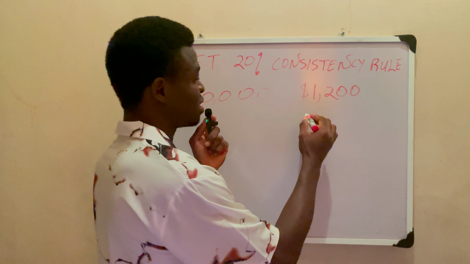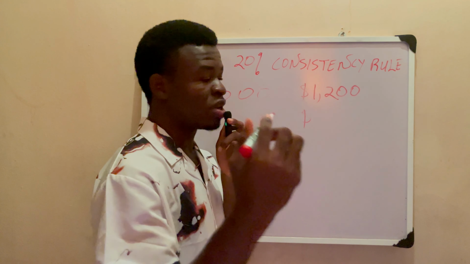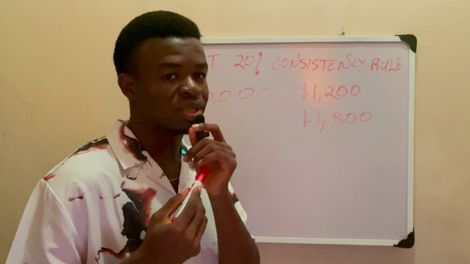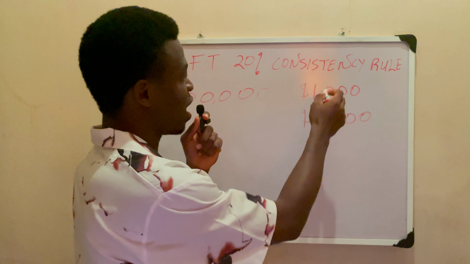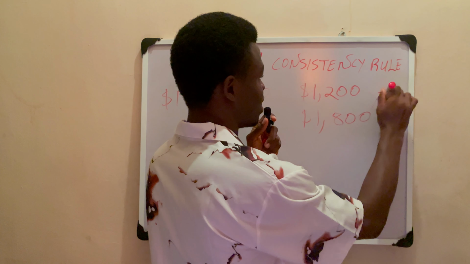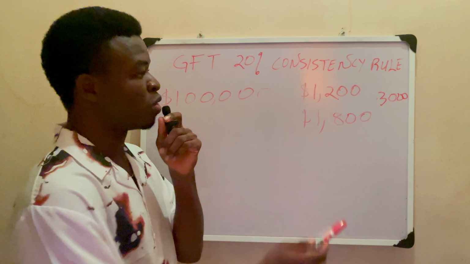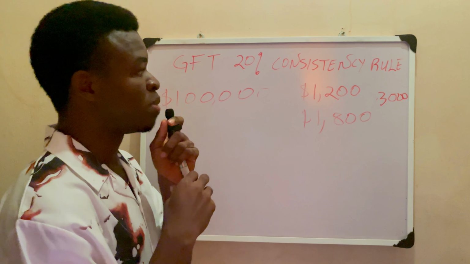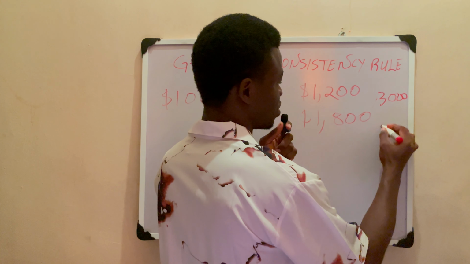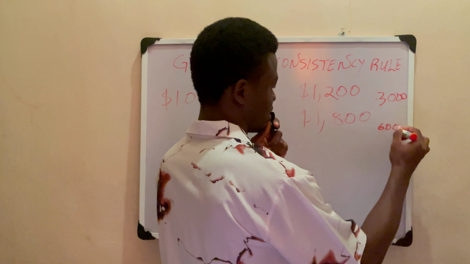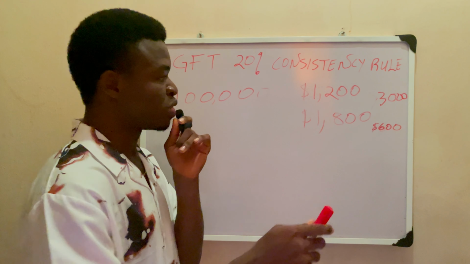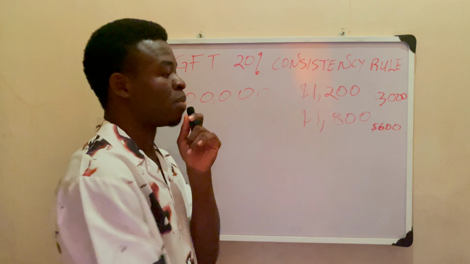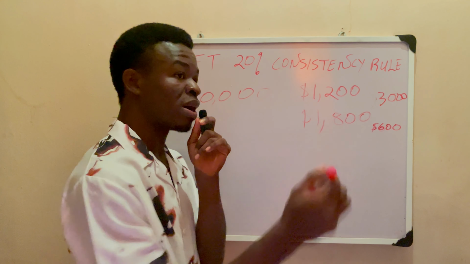Now let's continue. Let's say I risk another $600 and I was able to make 1:3, and that 1:3 is $1,800. Can you withdraw this money? Let's check if you actually pass the consistency rule. Add this money together, you're going to get $3,000. The question now, if you want to withdraw this $3,000, what is 20% of $3,000? It should be $600. You understand? Now the question is, between these two trades, is there any of them that is above $600? Yes, both of them are above $600. So you have not passed the consistency rule.